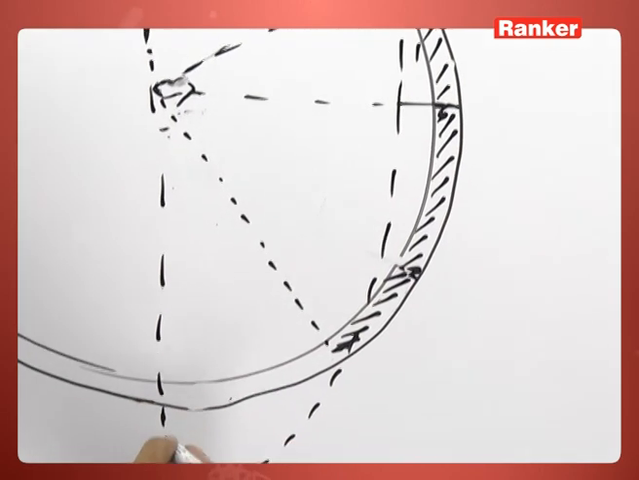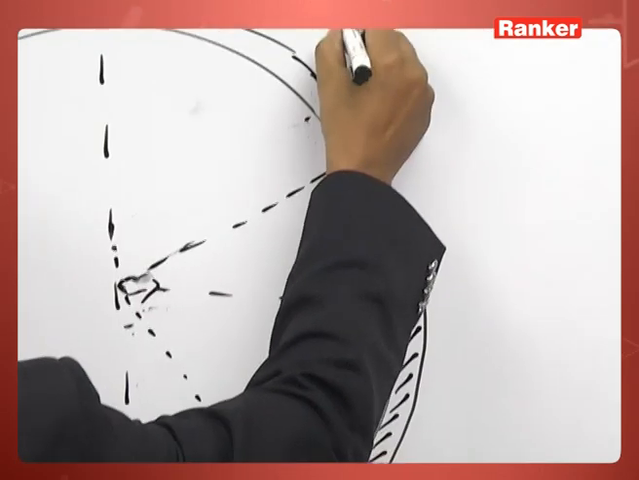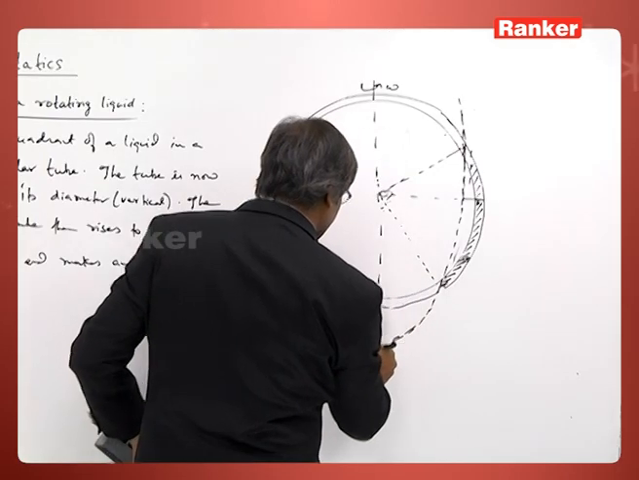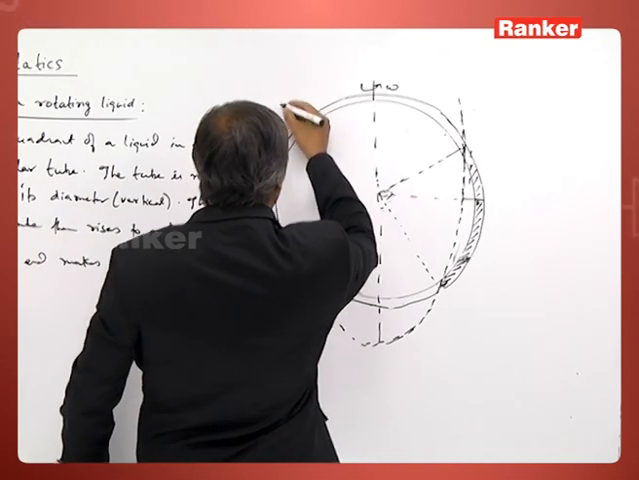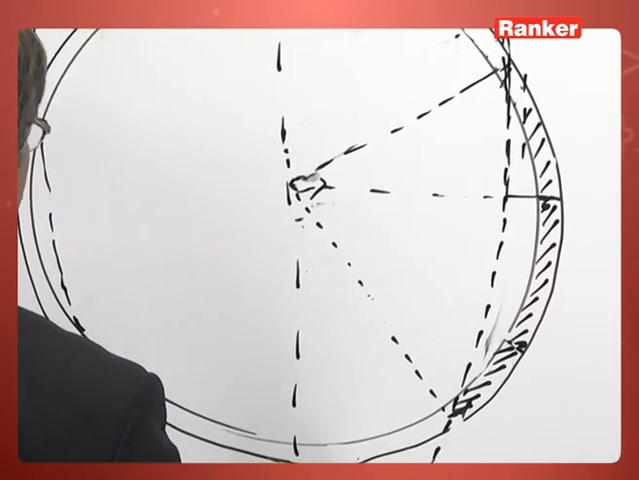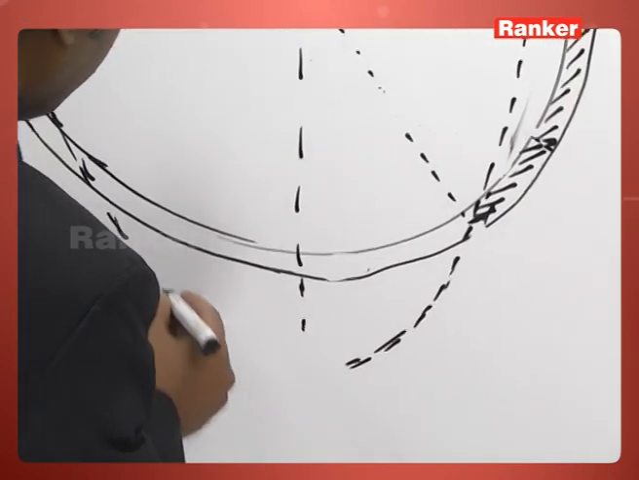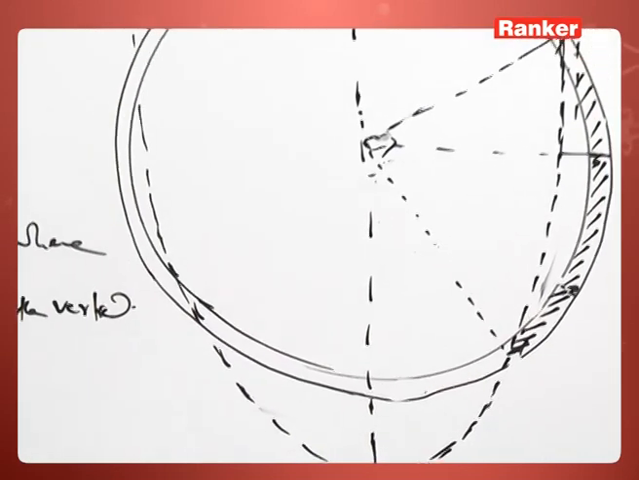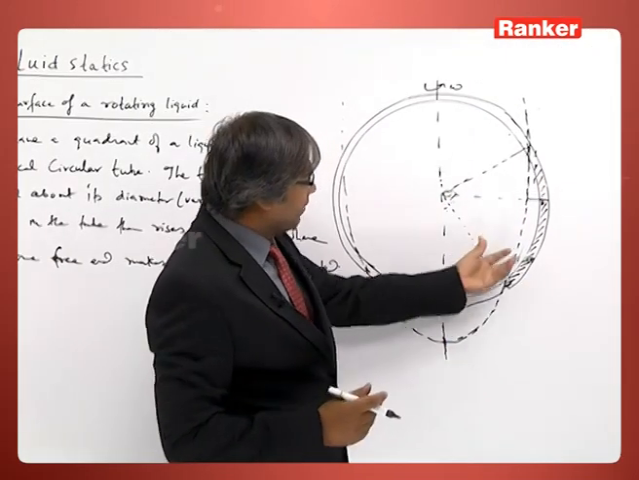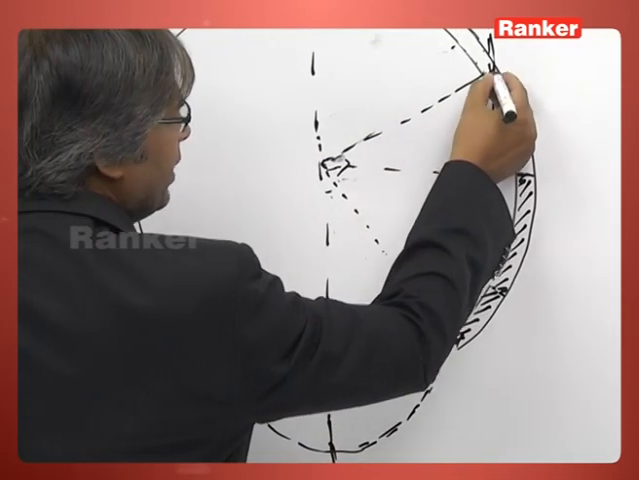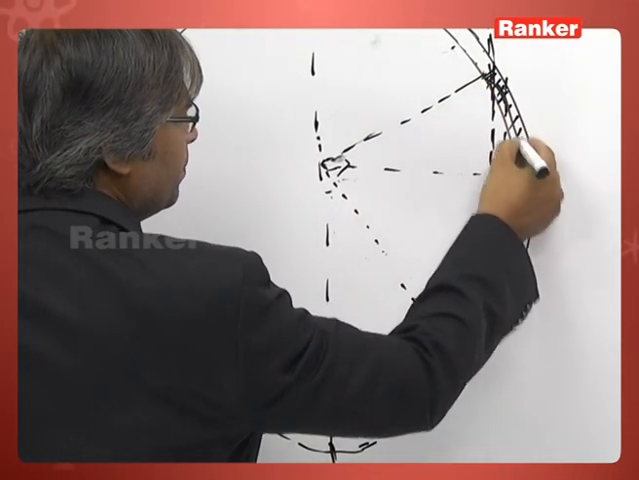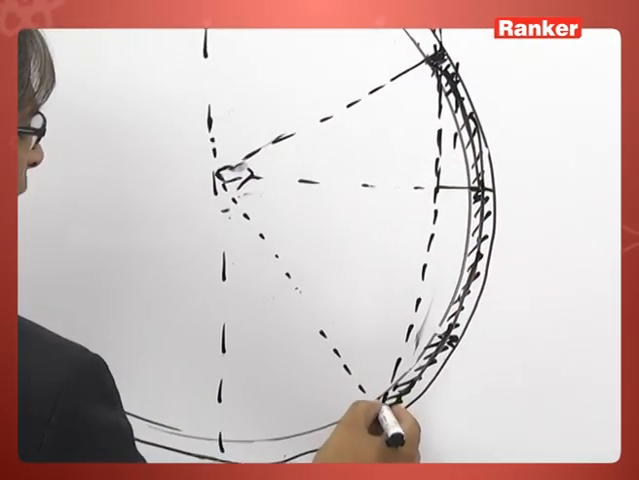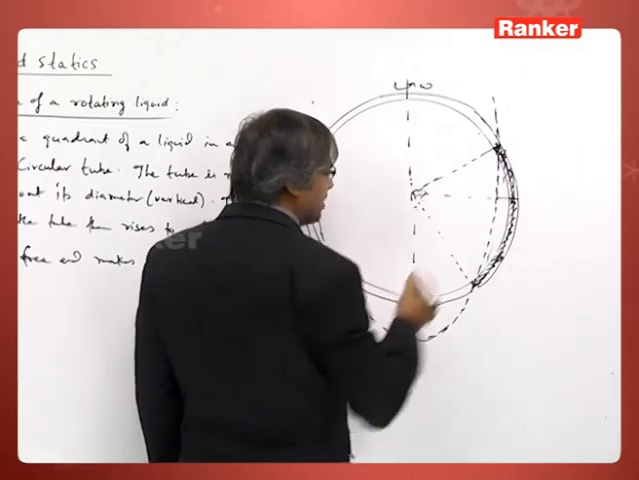You can see I can imagine a free surface like this. Now you see here the liquid column, this liquid is up to here, the shaded one, and when I rotate it, this is the free end and this is the free end. So, this point and this point must have the same pressure.